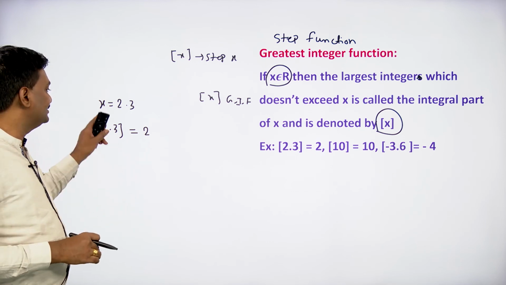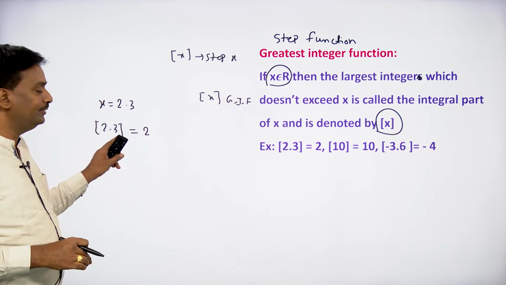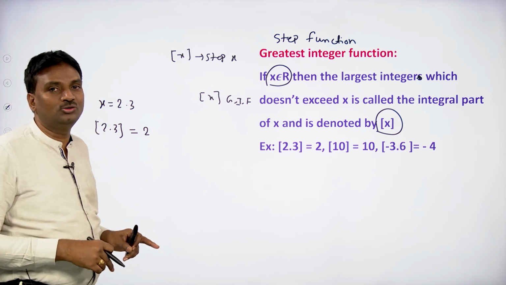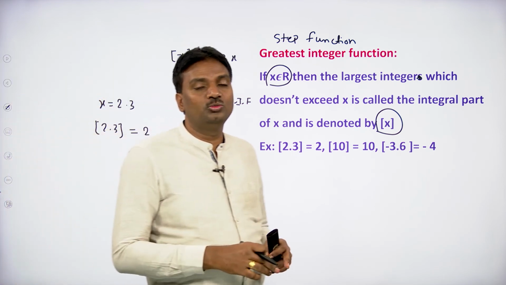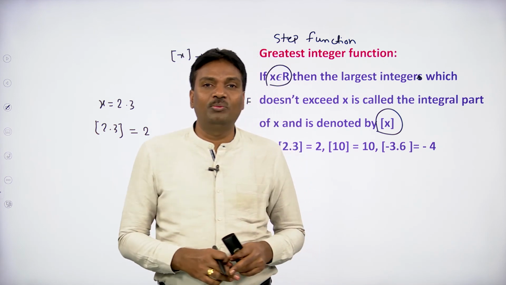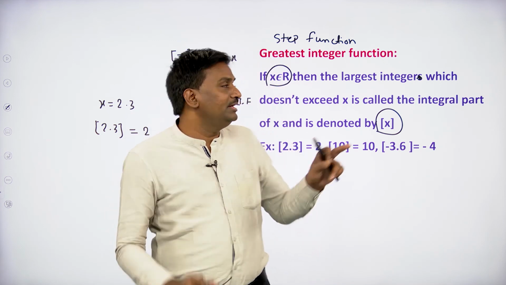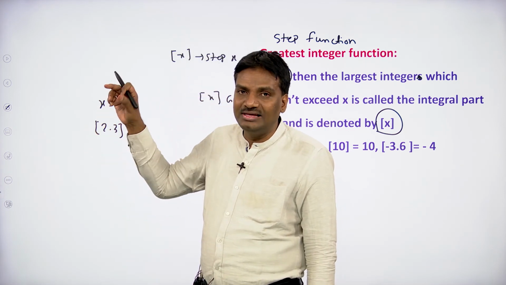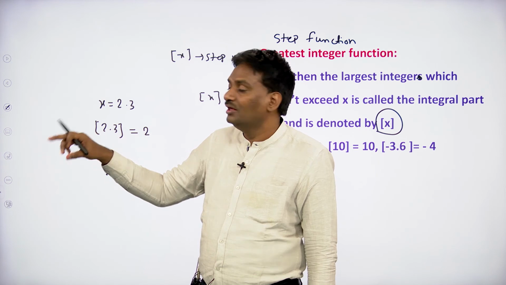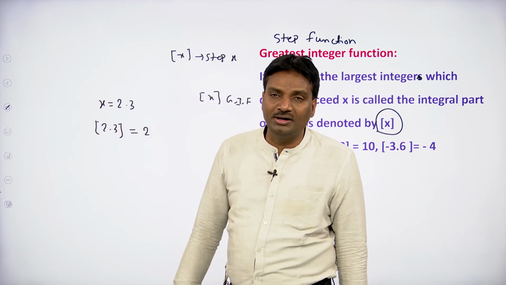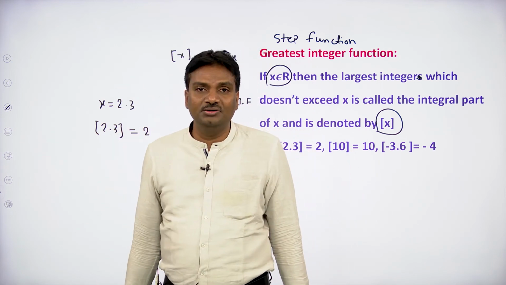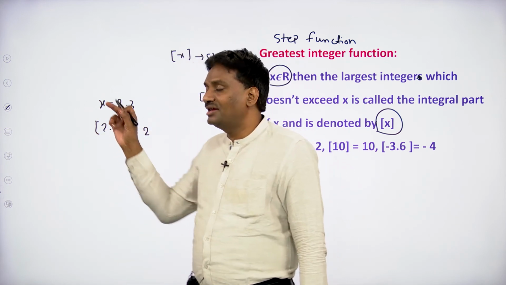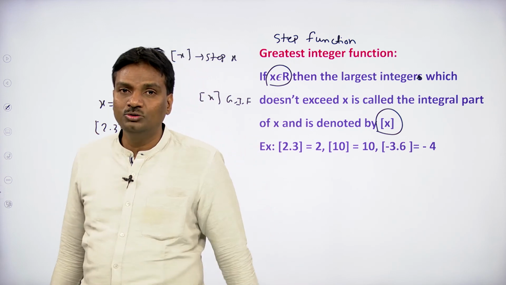So many integers are there. If you take 2.3, so many integers are less than 2.3: 1 is less than 2.3, 0 is less than 2.3, minus 1 is less than 2.3. But among all those integers, we have to take the largest integer. If we take 1, that is less than 2.3. If we take 0, that is less than 2.3. If we take minus 3, that is less than 2.3. If we take minus 10, that is also less than 2.3.